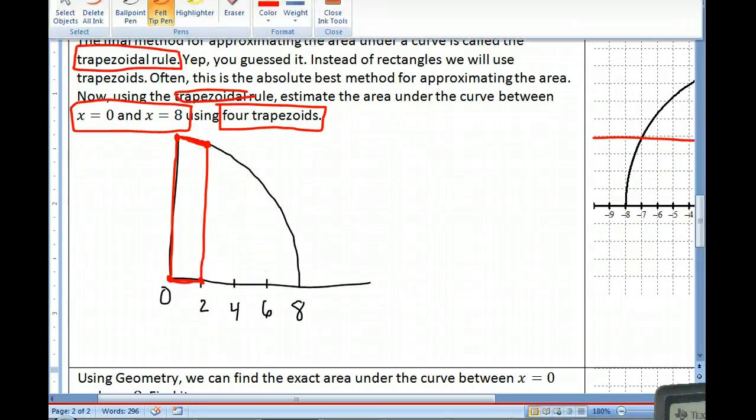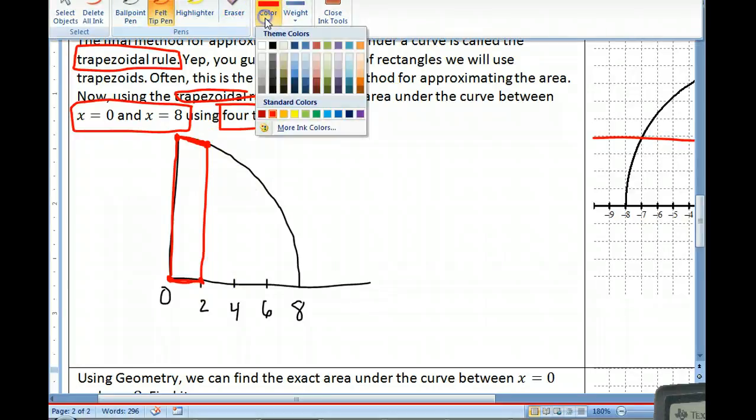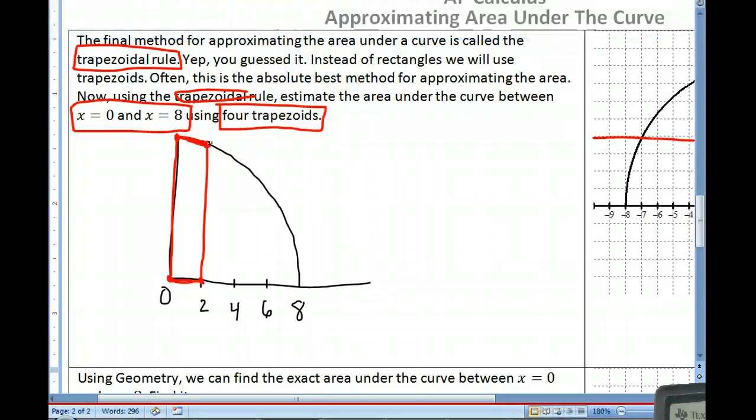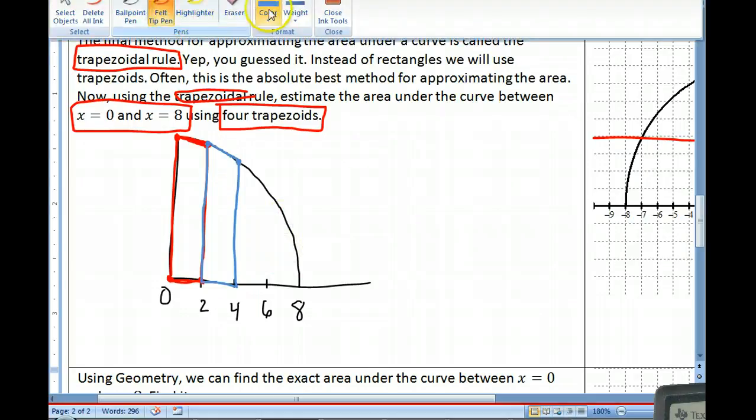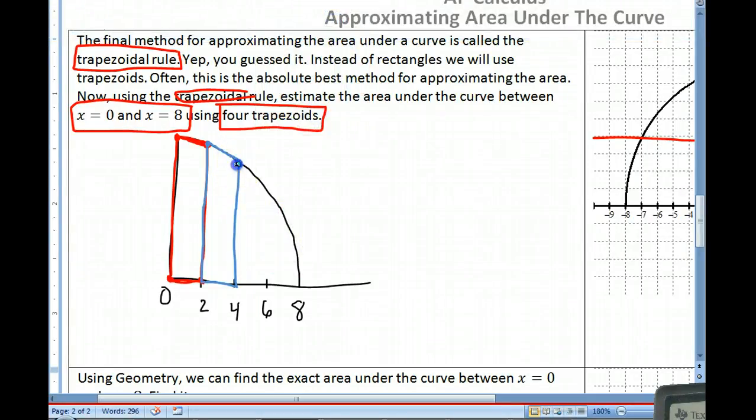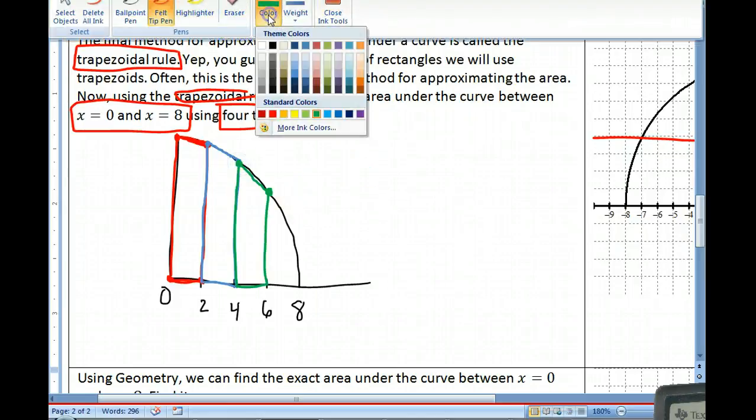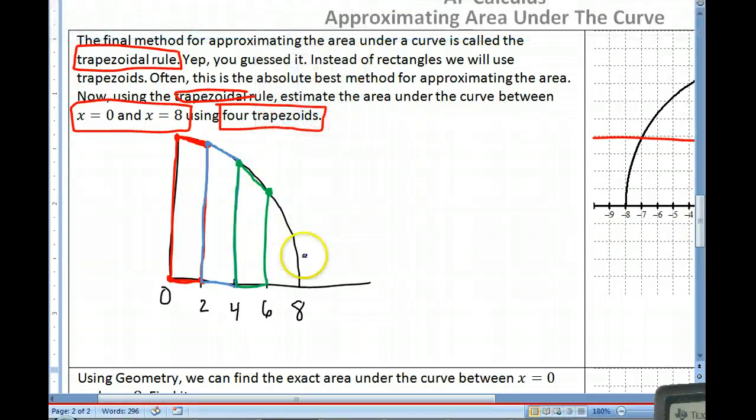The next trapezoid is going to look like this, starting up here, it'll go down to 4. Trapezoid is really good. That tends to be the most accurate. So I'll draw the third trapezoid. The drawing part isn't that bad. It tends to be harder to do the actual math behind it.